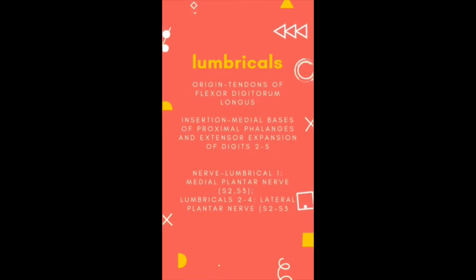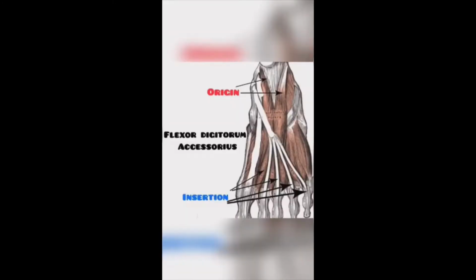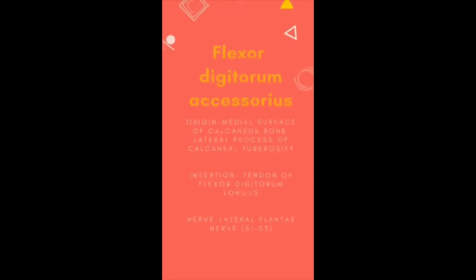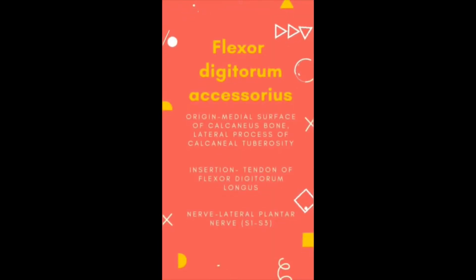Flexor digitorum accessorius. Origin of this muscle is in the medial surface of the calcaneus bone and the lateral process of the calcaneal tuberosity. Insertion is in the tendon of flexor digitorum longus. The nerve is supplied by the lateral plantar nerve with a root value of S1 to S3.